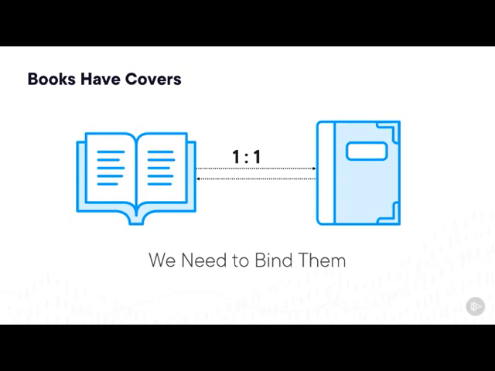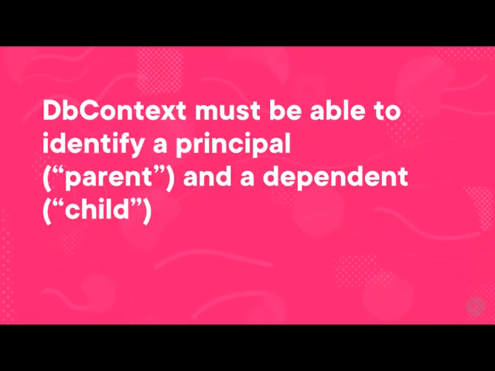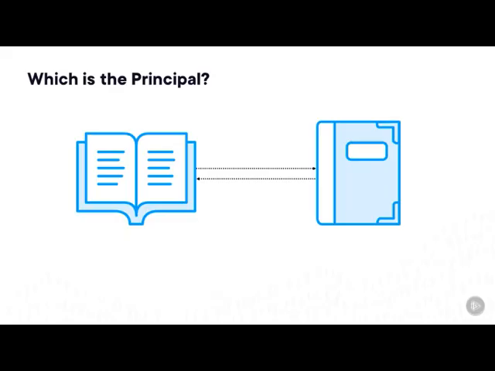There's an interesting requirement in EF Core with regards to one-to-one relationships, and this might align with your business, but it might not. That rule is that in a one-to-one relationship, EF Core must always be able to identify a principal and a dependent. In other words, one end must be considered the parent and the other the child. For books and book covers, this could make sense. A book is the real focal point in our business. The cover is an attribute of the book.